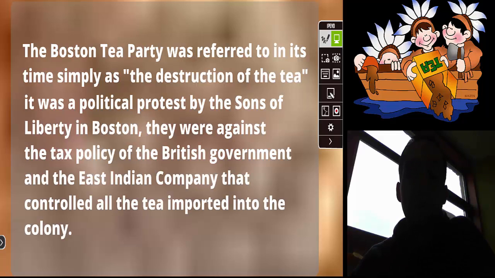They were against the tax policy of the British government and the East India Company that controlled all the tea imported into the colony. So it was basically a monopoly on tea. If you wanted tea, you had to buy it from the British and you had to pay their tax. So they weren't exactly happy about that.